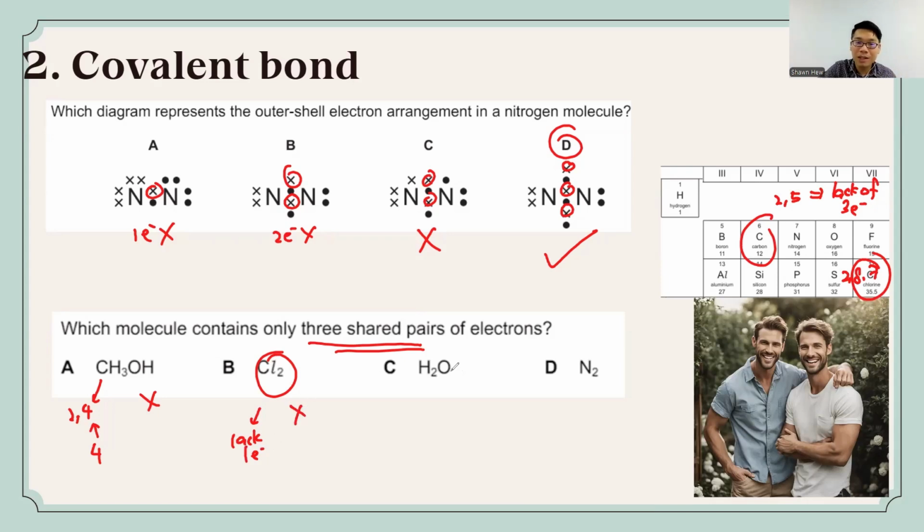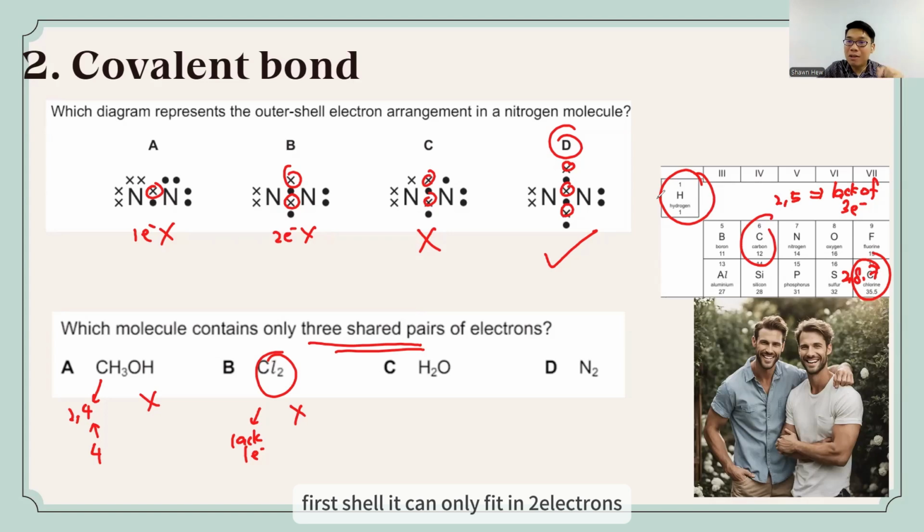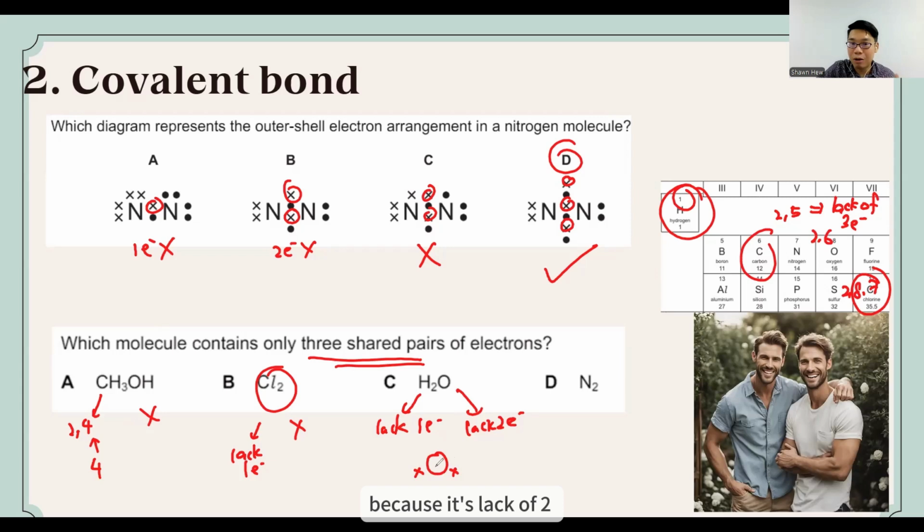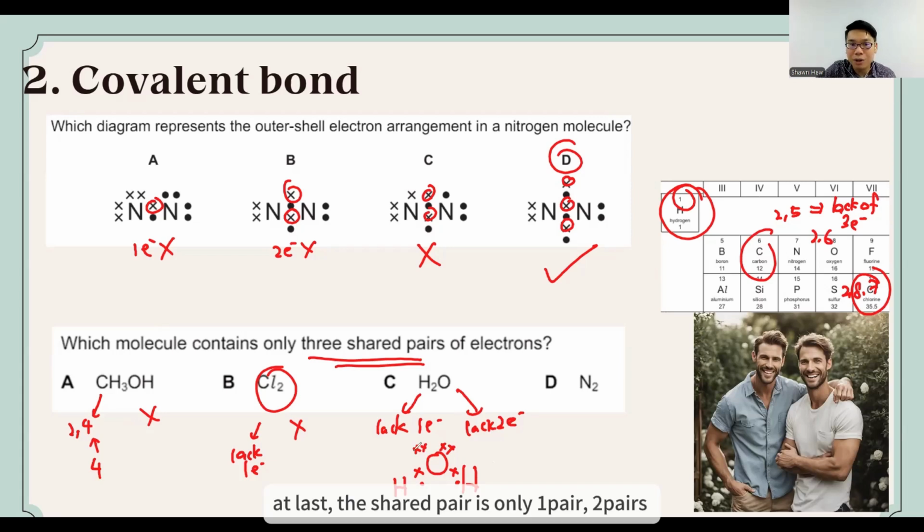Won't be 3. H2O, each H is very special because it's in the first shell. The first shell can only fit 2 electrons. So initially it already has 1, so it lacks 1. And then oxygen is 2, 6, which means it lacks 2 electrons. So we know that you need to share 2 electrons because it lacks 2. And then for hydrogen, it lacks 1. At last, the shared pairs are only 1 pair, 2 pairs, so it's not enough.